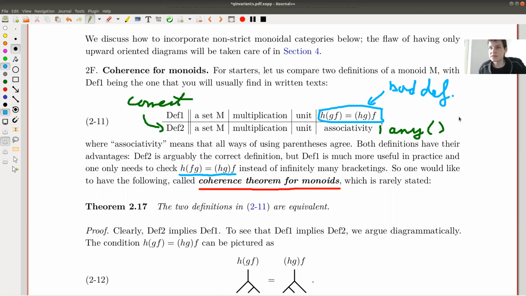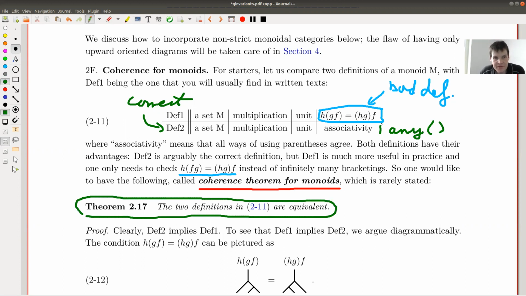It's a really bad definition, because what you should do is use the correct definition, and then state this theorem. They're actually equivalent, because this is the one you want to use in practice, the blue one, not the green one. The green one is horrible. The green one means you have to check infinitely many bracketings. The blue one is much better. You just have to check the first step of bracketing, basically. But it's kind of the wrong definition. Definition 2 should be the right one, and definition 1 should be the consequence. So the theorem should say the two definitions are equivalent.